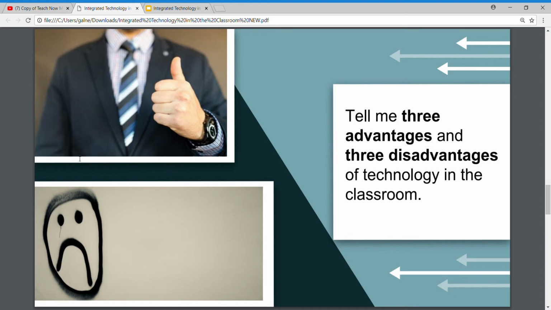Some of the disadvantages he said would be that it can be a distraction for kids. For example, kids could surf the net or be on YouTube instead of doing what they're supposed to be doing if they are not monitored. Secondly, children could possibly become too reliant on technology and not think for themselves and just type it into Google, for example, to get their answer instead of thinking. And thirdly, they might try to use it for cheating purposes if, again, not properly monitored.